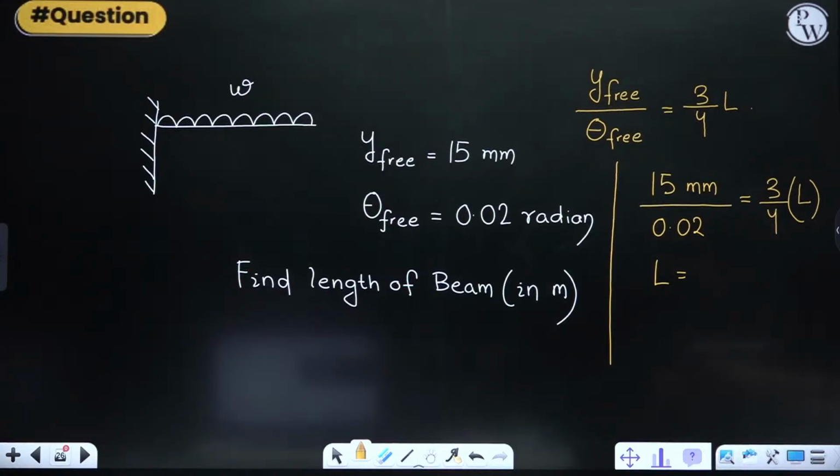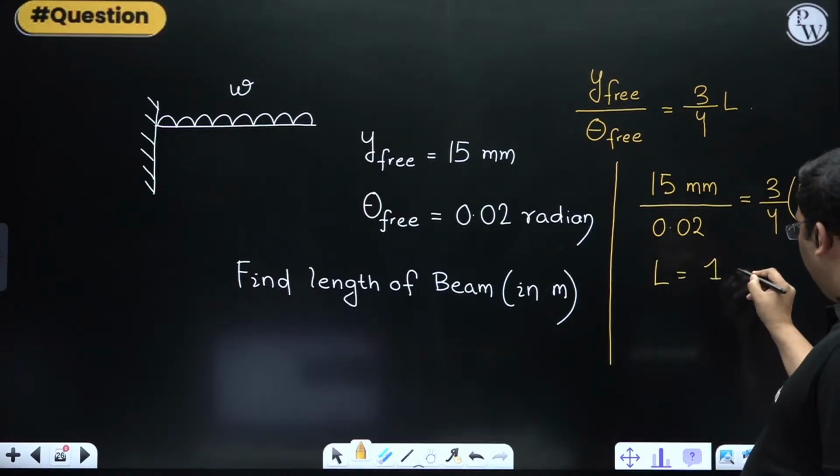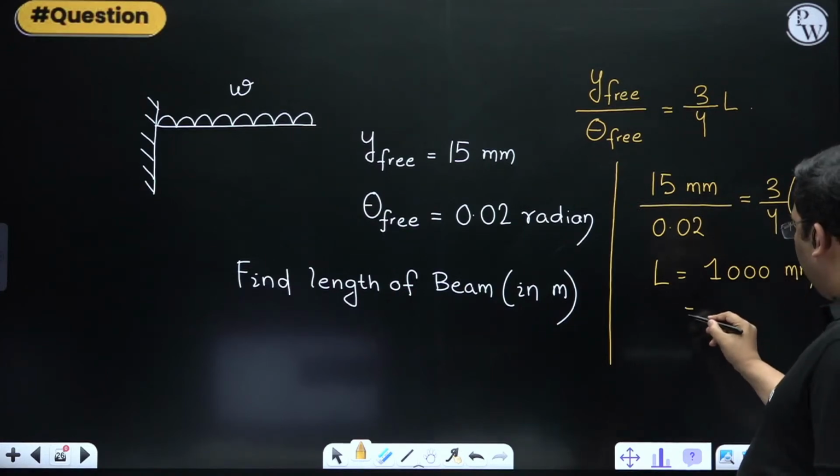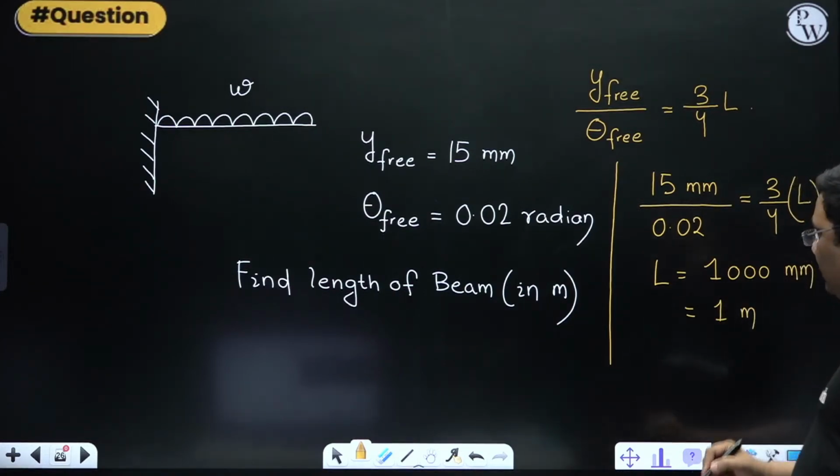Right. So, you see, 15 into 4 divided by 3 divided by 0.02. I'm getting 1000 mm, right? Which is, by the way, how much? That is equal to 1 meter, right?